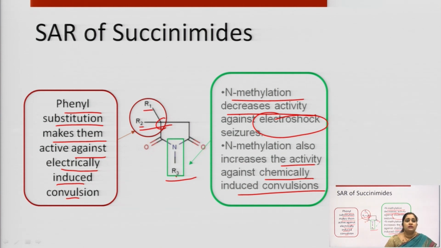Now, the point is whom you are treating. If you are treating electrically induced convulsions, then N-methylation is a bad idea. But when we are treating chemically induced convulsions, then N-methylation will lead to a more successful and more potent candidate as an anticonvulsant.